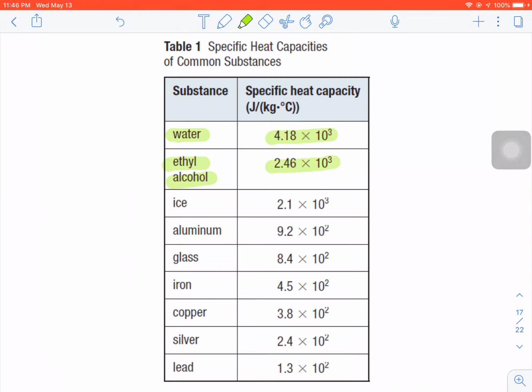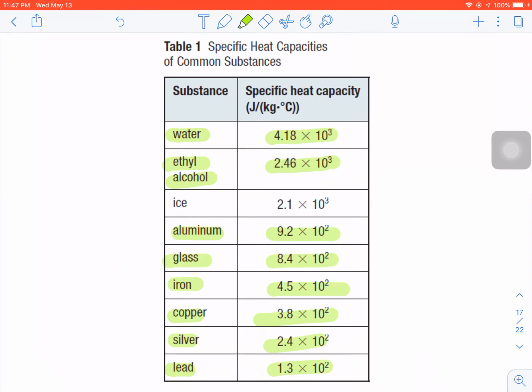Now notice that if I've got some metals here like aluminum, aluminum only needs 920 joules to raise that temperature, a lot less than water. If I've got iron, 450, copper, 380, silver, 240 joules, lead, 130 joules. So notice that the solids here, glass, 840 joules. So the solids seem to be a lot less than water, but water is the exception. Again, remember water is that magic molecule. It's got its own properties.